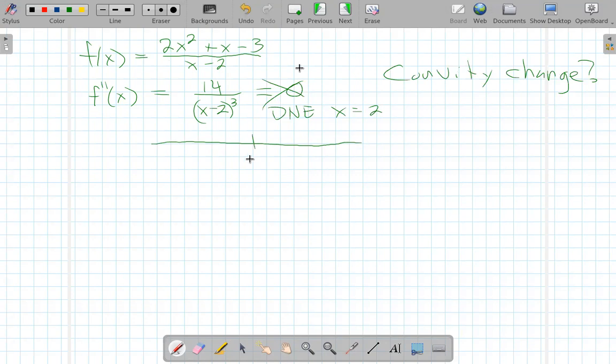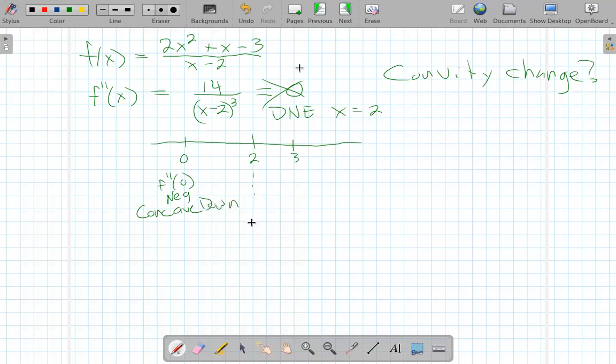So we think about the value 2, we're going to pick a number on each side. So maybe I'll pick 0 on this side, and I'll pick, say, 3 on this side. So I want to know, what is f double prime of 0? Well, if we plug in 0, we get -2 cubed, which is negative. Positive over negative is negative, so that means the graph should be concave down.